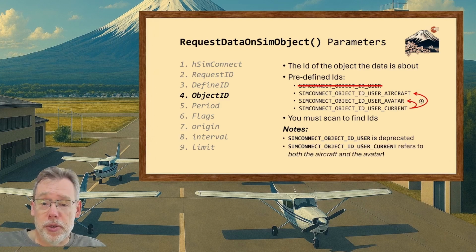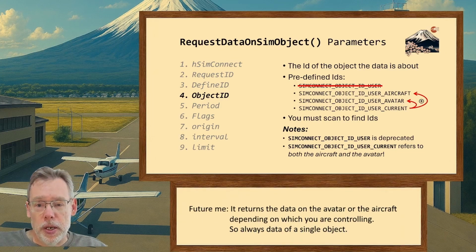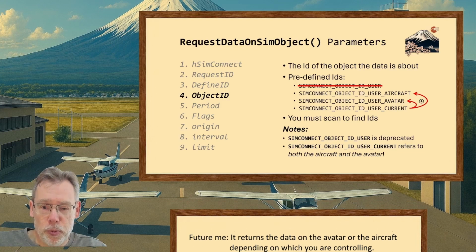Instead, you have to use the SimObject user aircraft or SimObject user avatar. Now, it is possible to use SimObject user current, and that will mean both of them. I haven't actually figured out yet what that does because it would be strange to ask, for example, the location when the avatar as well as the aircraft cannot be at the same location, but it might mean that you actually get 2 blocks of data.